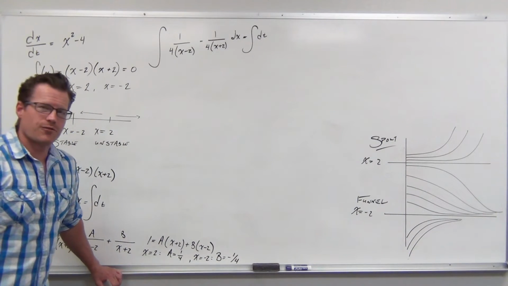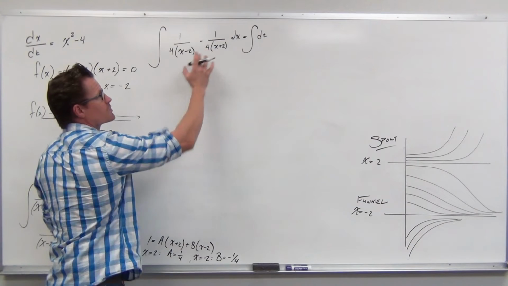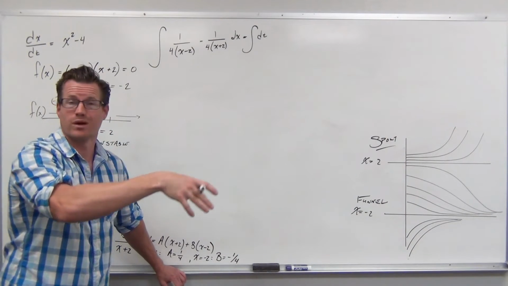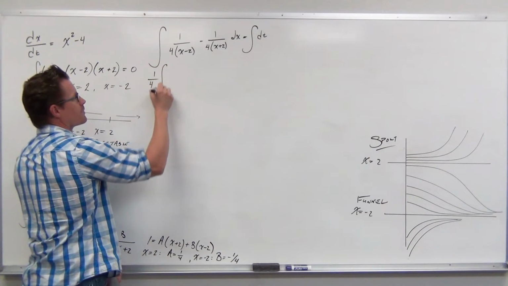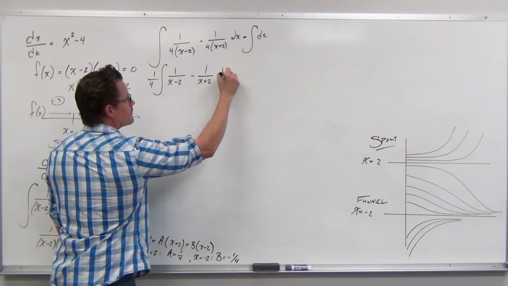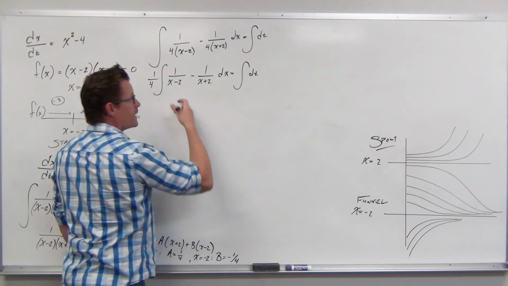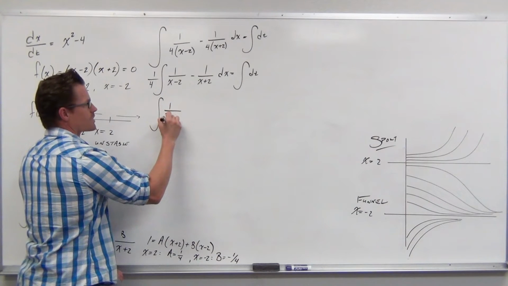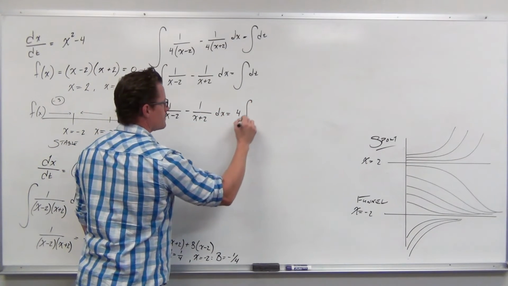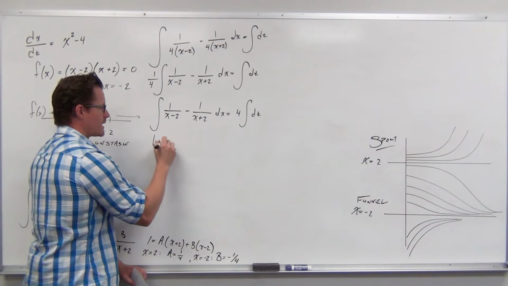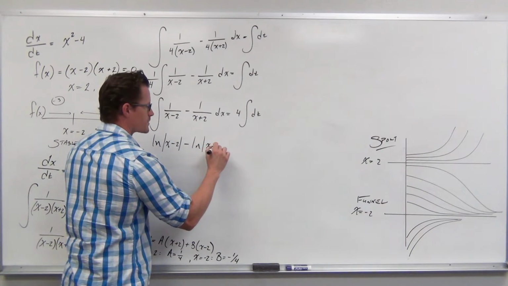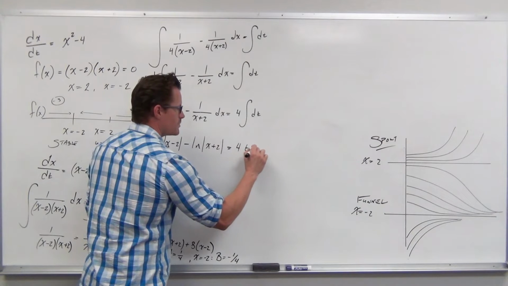Now, I don't really care about factoring out that negative. Because I'm going to have two terms no matter what, I'm just going to factor out the 1/4. You saw me do this in the last example. We'll multiply by 4 and then we'll integrate. So if we factor the 1/4 and we multiply both sides, it makes it just a little bit cleaner. And we integrate, we're going to have a natural logarithm, absolute value x minus 2, minus the natural logarithm, absolute value x plus 2, equals 4t plus c sub 1.